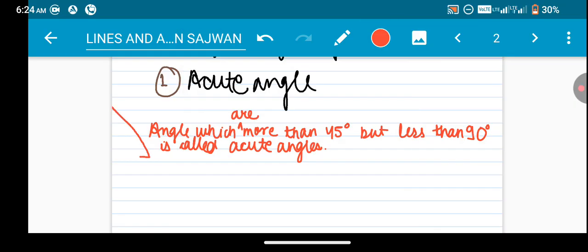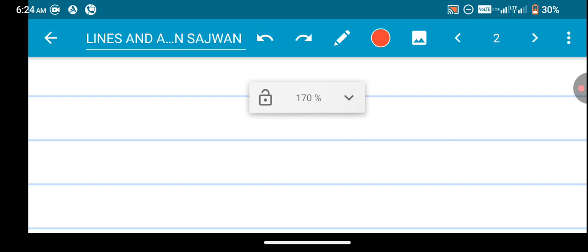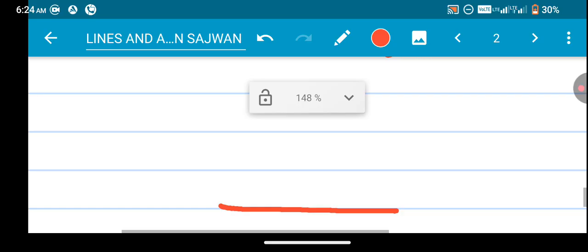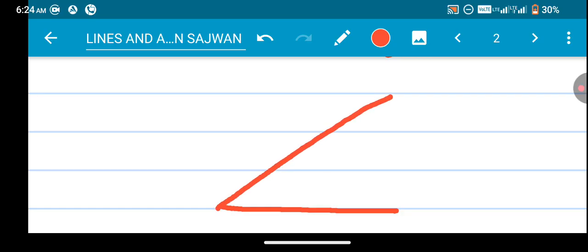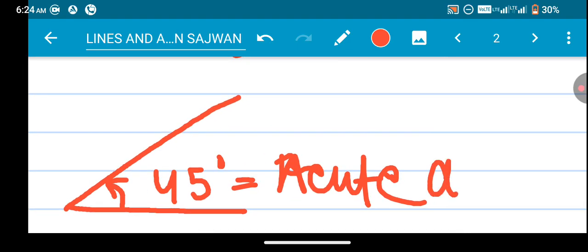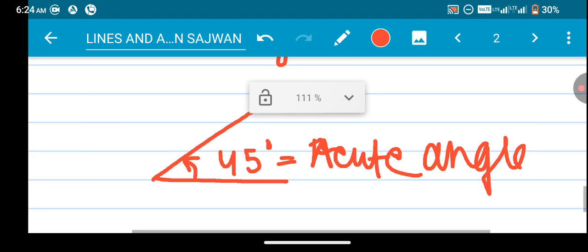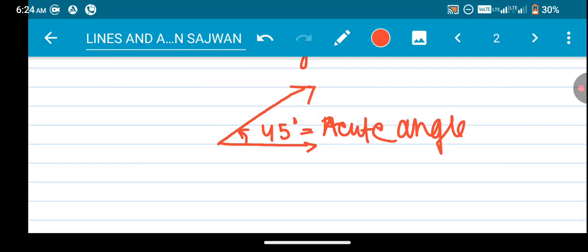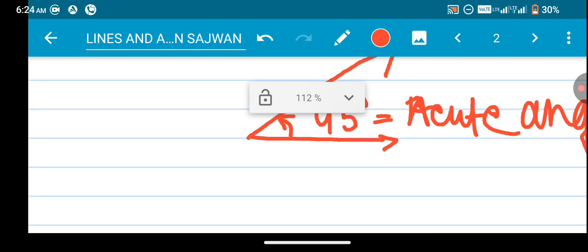Now I will show you how. Now this perpendicular, this is a horizontal. Now I have made this, and the angle inside this is an acute angle. I have not measured correctly because it's not from protractor.